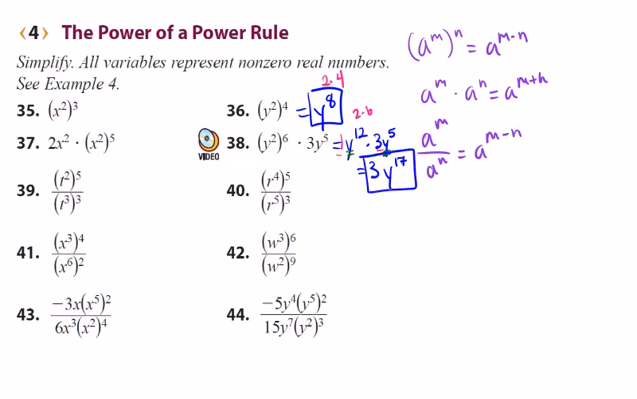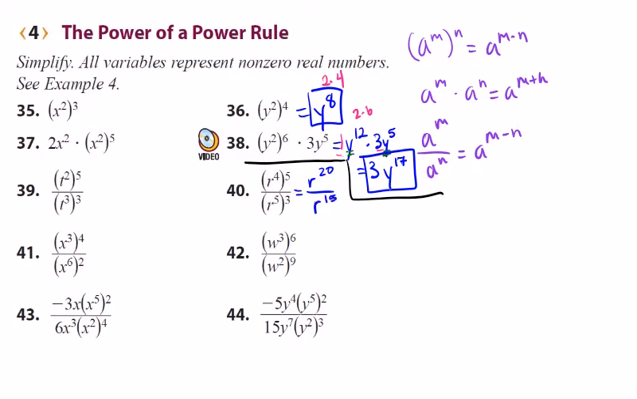All right. Number 40, now we have power rule going on, but we also have some division, right? And so we're going to do power rule and quotient rule. So first I'll start with the power rule. Let me just make a little space here. So I'm going to multiply these exponents. So I'll get r to the 20th on top. On the bottom, I'll multiply these exponents. So I'll get r to the 15th.